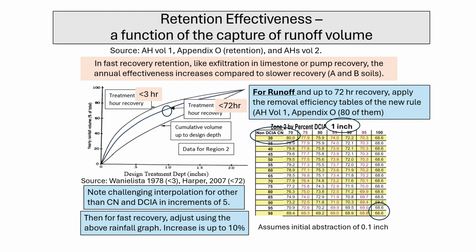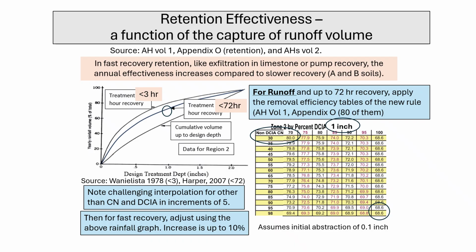However, for systems exhibiting very fast recovery, such as retention basins that infiltrate their treatment volume in no more than 3 hours, common in limestone areas or with specific media, the capture efficiency must be greater. For these fast recovery scenarios, you'll adjust the base efficiency from the tables using the rainfall graph shown, which allows for an increase in effectiveness of up to 10%.